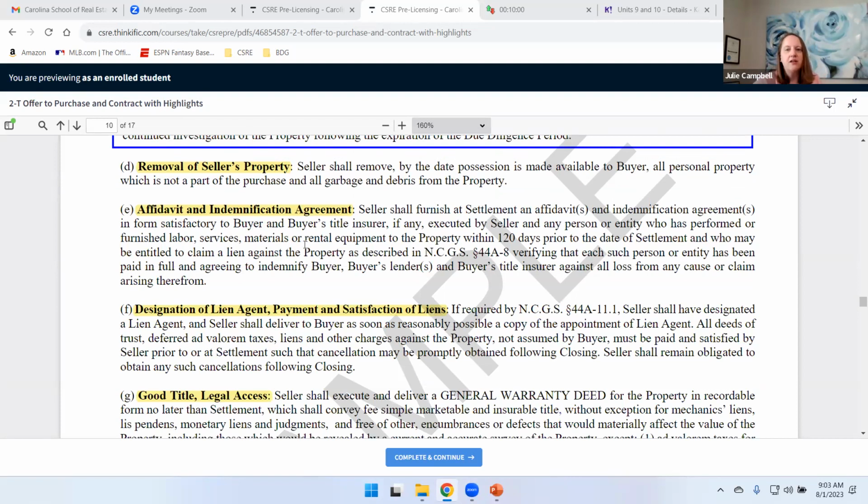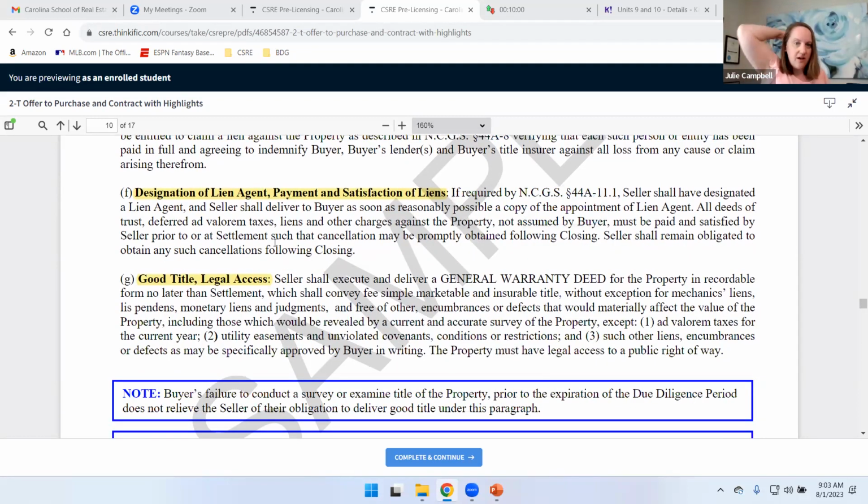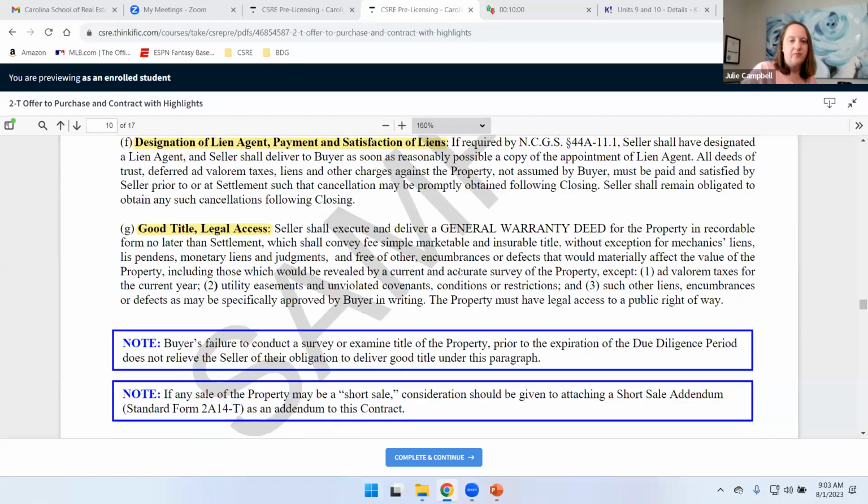Seller's got to remove their personal property that's not part of this purchase. Affidavit and indemnification. This is a lawyerese thing that just says we spelled out the terms of when the seller can sue the buyer and the buyer can sue the seller. So the contract spells out those specifics. Otherwise, we're going to hold each other harmless unless spelled out. Good title, legal access. This paragraph right here about the delivery of the general warranty deed. This is probably the seller's biggest obligation in the contract. Their number one duty in the contract is to provide this free marketable title to the buyer.